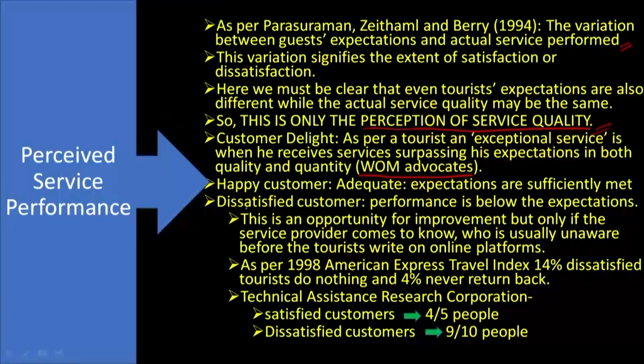Okay? Now, next is happy customer. Happy customer when actually only adequate services are provided. So, he was expecting and his expectations were sufficiently met. So, he is happy with it, okay, just satisfied, but not delighted. Delighted is beyond what is expected.